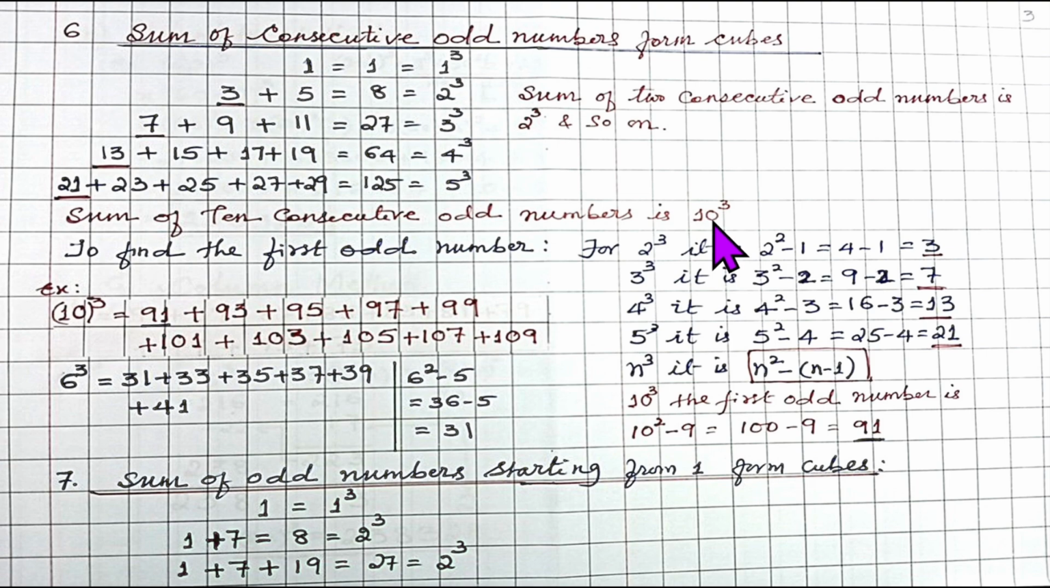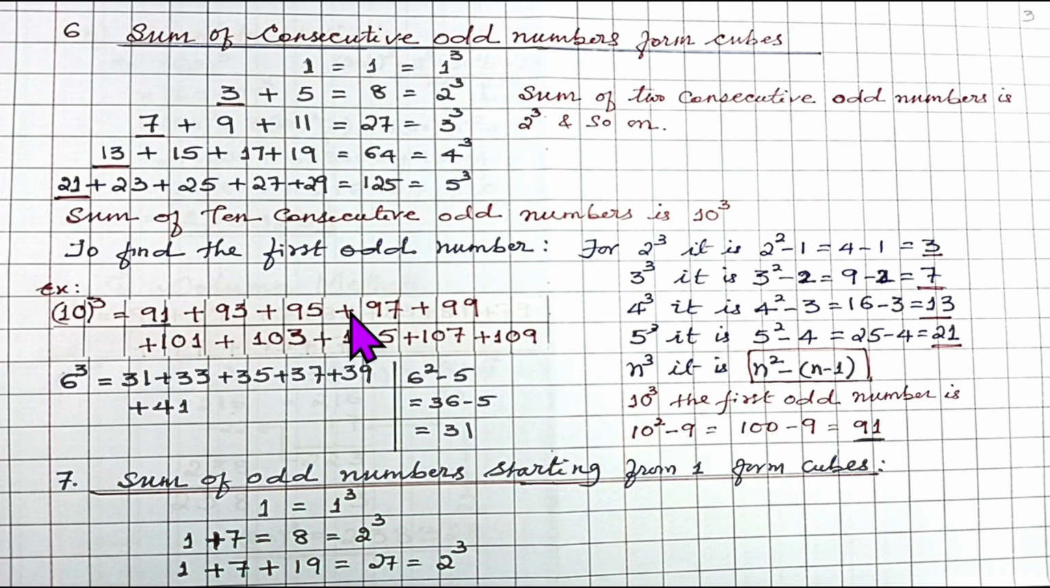Suppose you are asked to find 10 cube, then what would be the first odd number? Take 10 square and subtract 9 from that, that will be 91. Then write 91, then 93, like that, 95, up to 10 odd numbers, then it will be 10 cube. That is what I have written here.